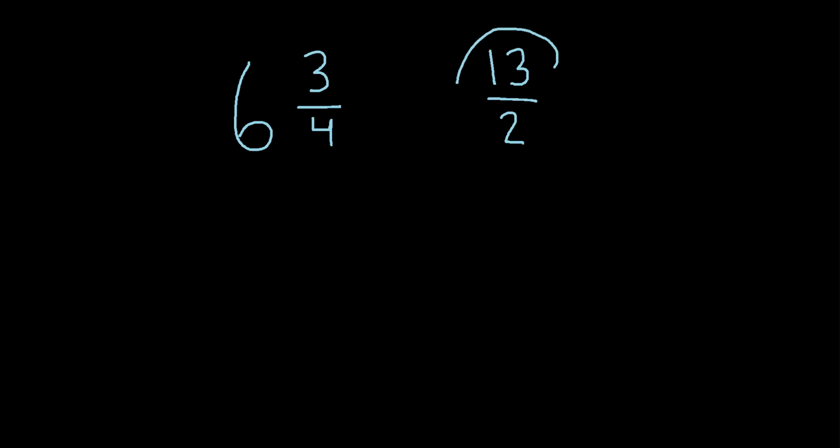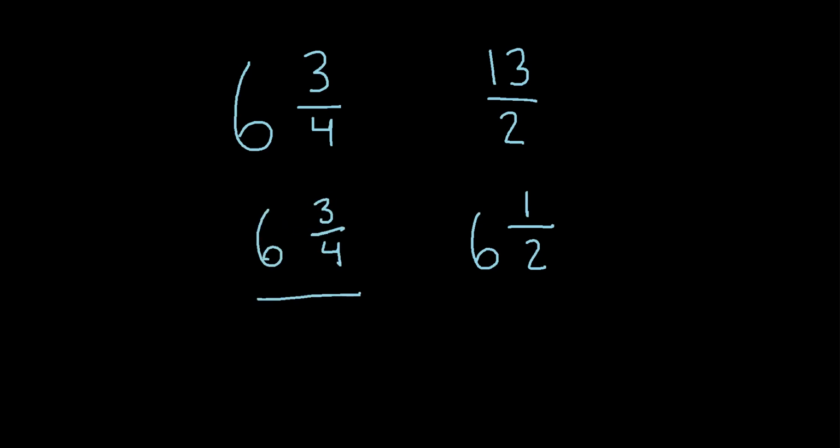Well, again, let's start by converting this improper fraction to a mixed number. So we'll ask ourselves, how many 2s go into 13? Well, that would be 6. So we'll write 6, and 6 times 2 is 12, so we would need 1 more to get to 13. So 1 is our remainder, and we write that over the same denominator of 2. So 13/2 is the same as 6 1/2. So let's rewrite the 6 3/4 right here.